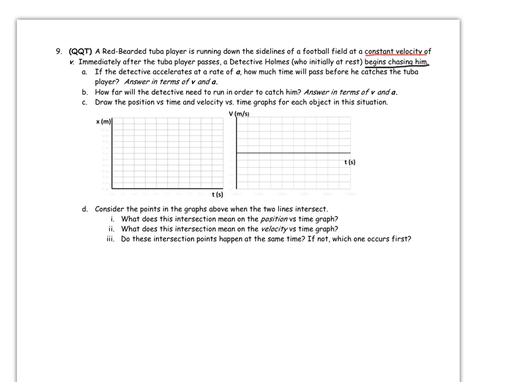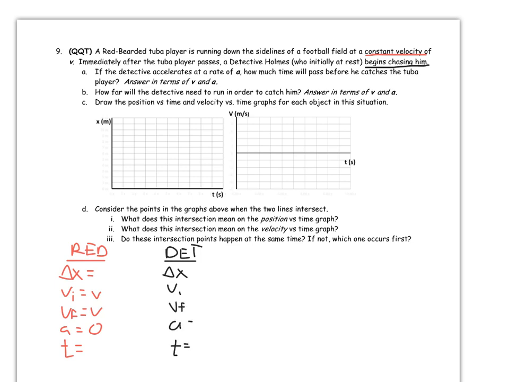So I'm going to set up two things here. I'm going to have my red-bearded tuba player, and for that I'm going to be thinking about my displacement, my initial velocity, my final velocity, my acceleration, and my time. And so for the red-bearded tuba player, we know it's a constant velocity of v, so that means both my initial velocity and my final velocity are just v, and my acceleration is 0. I'm also going to set something up for my detective here. Exact same things that we're thinking about. Our displacement, our initial velocity, final velocity, acceleration, and time here.